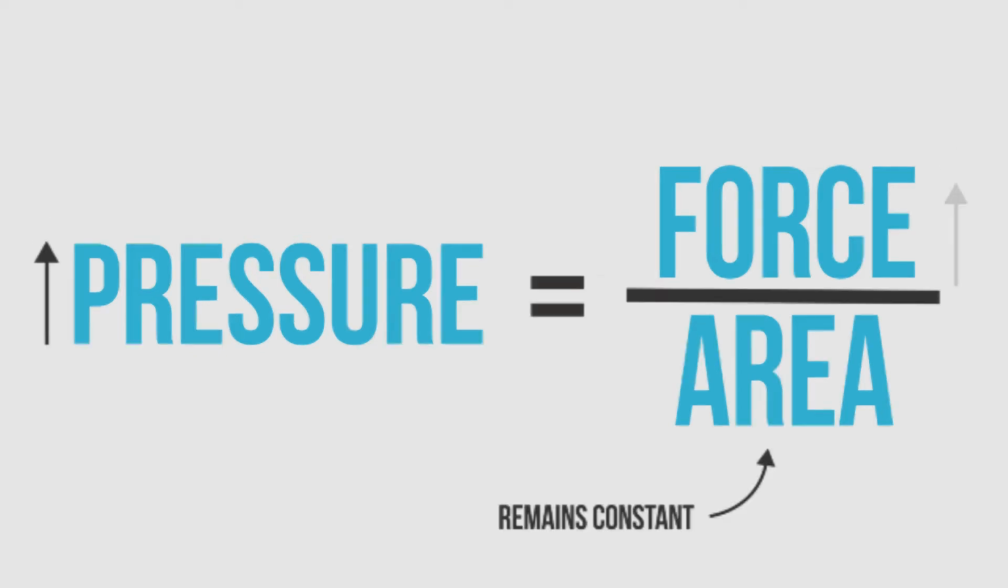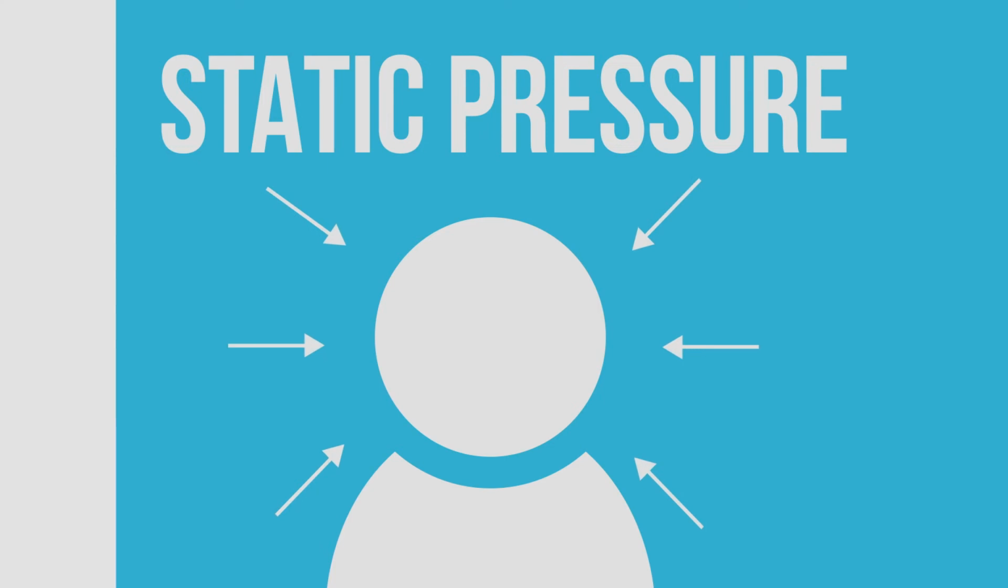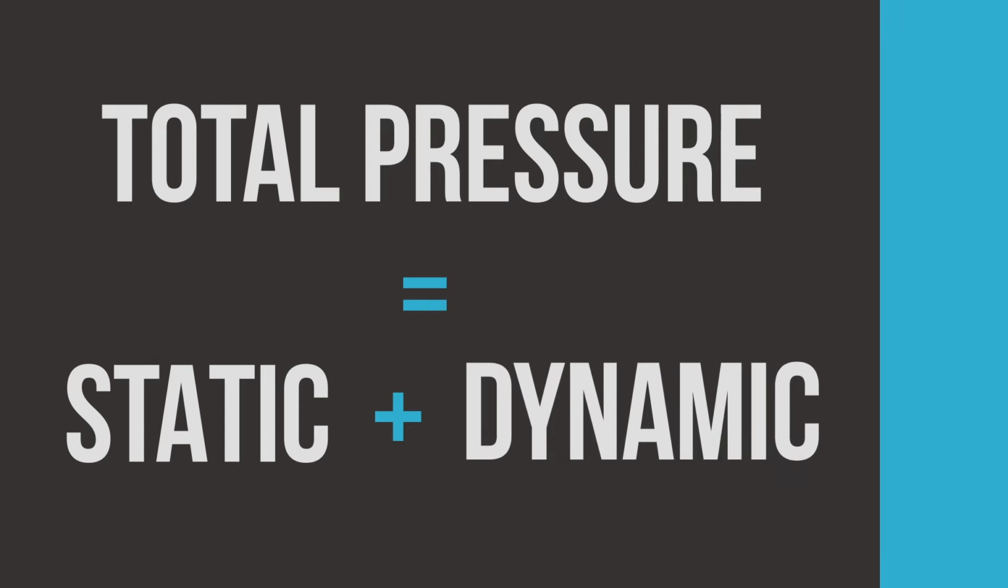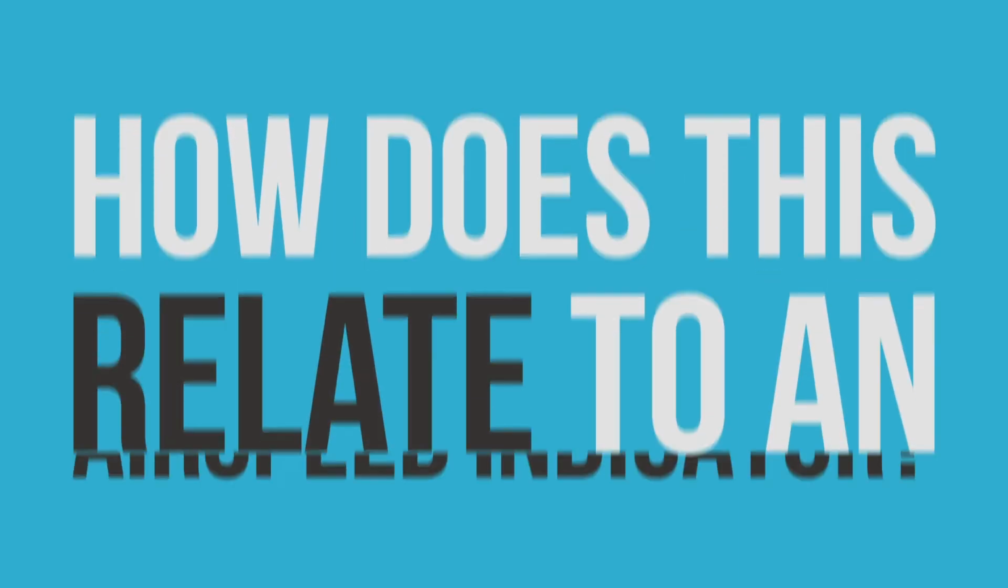On top of this, a force is exerted on us by the Earth's atmosphere. Now, you don't notice it, but it is called static pressure. So therefore, to calculate the total pressure, it is the static pressure plus the dynamic pressure created by the force through the air. But how does this relate to an airspeed indicator?